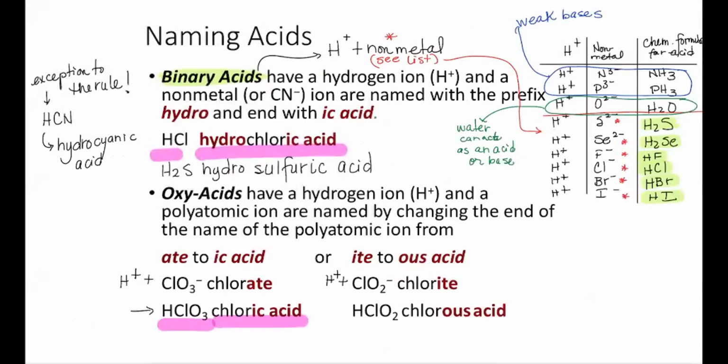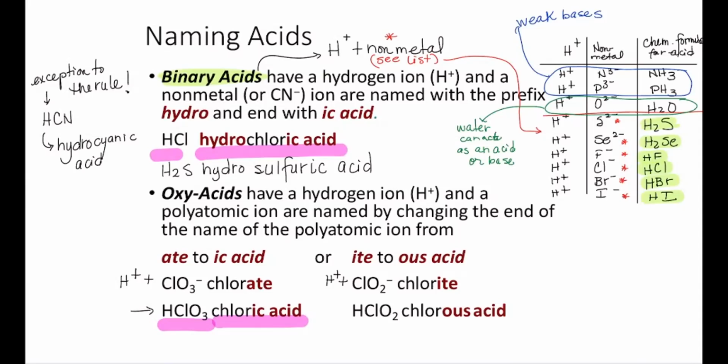You guys already have the list of the binary acids, and remember they start with hydro: hydrosulfuric acid, hydroselenic acid, hydrofluoric acid, hydrochloric acid, hydrobromic, hydroiodic. Because in binary acids, you start with the word hydro, you use the stem of the name of the nonmetal that is there, and then you end with ic acid. Okay.